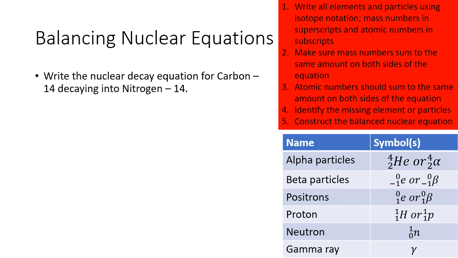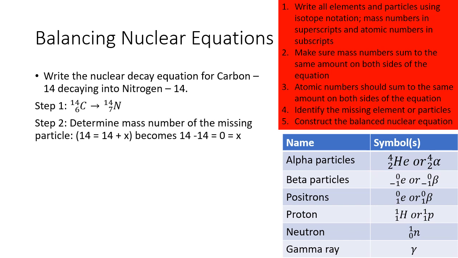Write the nuclear decay equation for carbon-14 decaying into nitrogen-14. Let's follow our steps. So we're first going to write the elements and particles using isotope notation. So we've got our carbon-14 and our nitrogen-14. And then, step 2, make the sum of the mass numbers the same amount on both sides of the equation. So I'm just going to take that 14 and put it equal to 14 plus x, which when I solve for x, that's 0. Not a surprise.